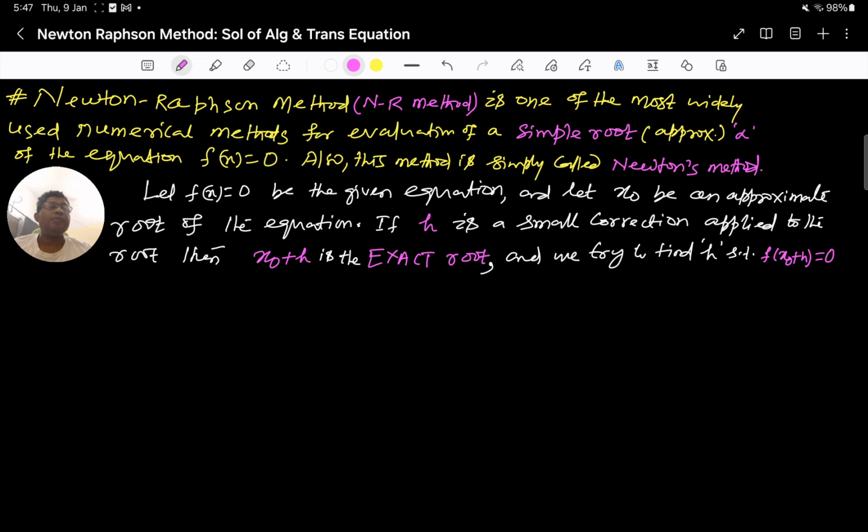As I have told you, in our previous lecture I discussed the bisection method, the regula falsi method, and the secant method. In comparison to all the other methods, the Newton-Raphson method will rapidly approach the root. In short we write it as the NR method. Also it is sometimes called simply Newton's method. It is one of the most widely used numerical methods for evaluation of, you mark the word, simple root, say alpha.